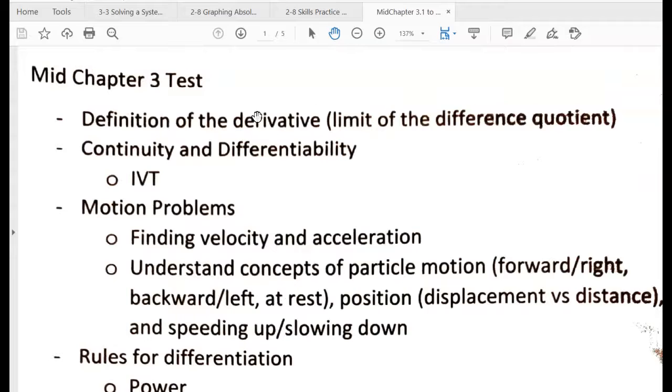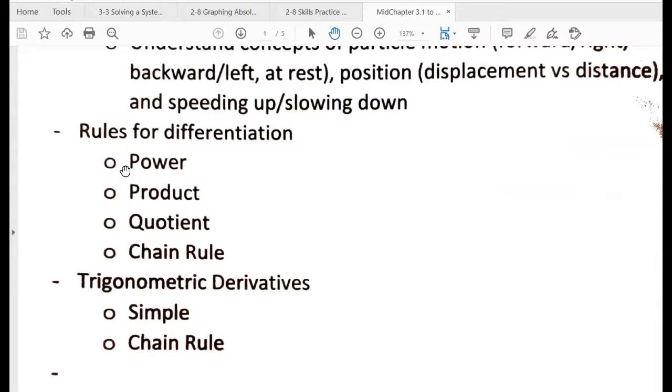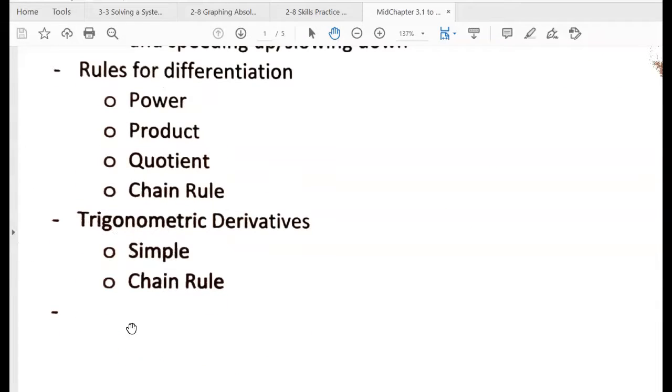So we're going back to the definition of the derivative. We're looking at continuity and differentiability. We're going to hit IVT, motion problems, our basic rules, our trig derivatives, and then adding to that is implicit.